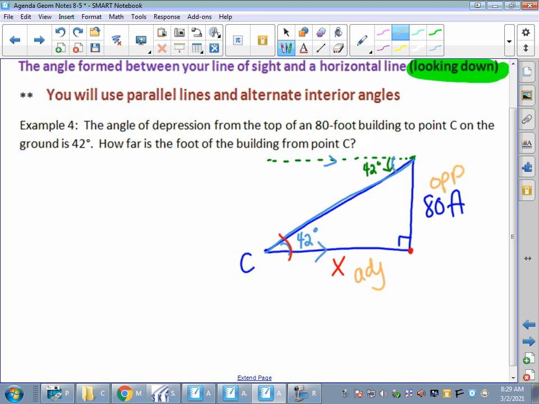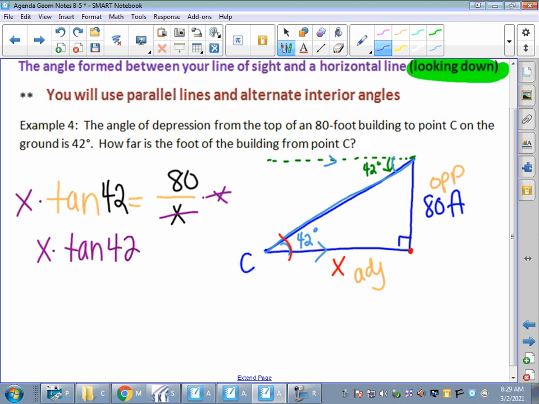What trig function uses opposites and adjacents? Tangent of an angle equals opposite over adjacent. So my angle is 42, my opposite is 80, over the adjacent, which is x. Now, if you were a really sneaky person, you probably could find that other acute angle, and then you wouldn't have x in the denominator. But we've done this, so there's a couple ways you can do this. I'm going to do this the technical way. To get rid of an x in the denominator, I have to multiply by x. That crosses these out. So I'm left with x times the tangent of 42 equals 80. To get that x by itself, all I need to do is divide by the tangent of 42.